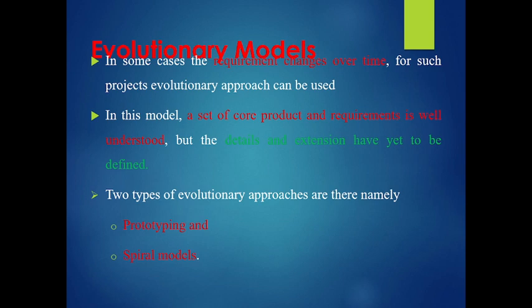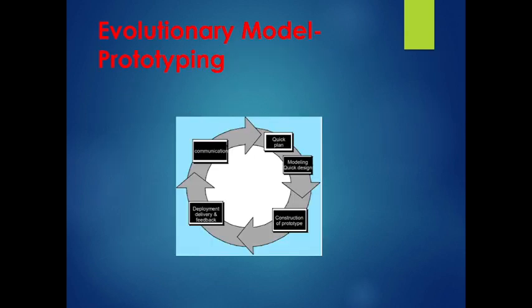Next, let us see evolutionary models. In some cases, the requirements change over time. For such projects, evolutionary approach can be used. In this model, a set of core product and requirements is well understood, but the details and extension have yet to be defined. Two types of evolutionary approaches are there. First one, prototyping and spiral model.